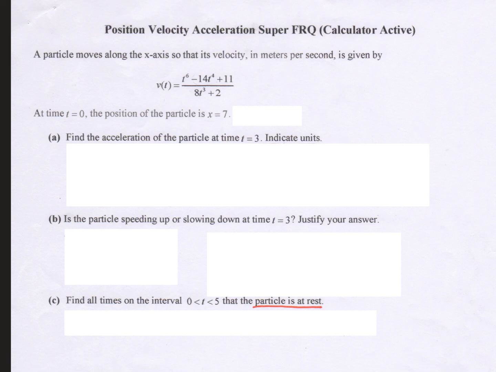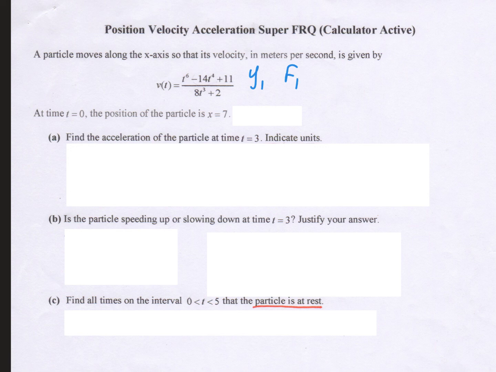This motion super FRQ is going to take you through some of the motion stuff you might have forgotten that we did a while ago. In this problem, I am allowed to use a calculator, and I'm also given a velocity function. When you have a calculator, your first move is to put this into either Y1 or F1, depending on if you have an 84 or an Inspire.